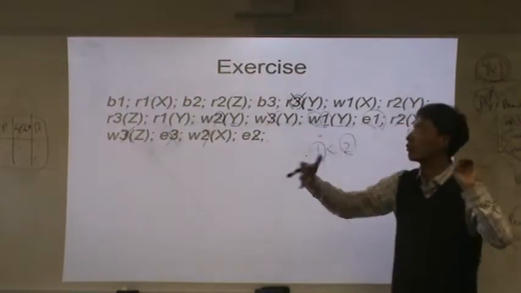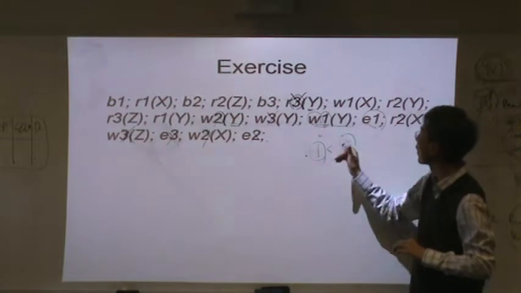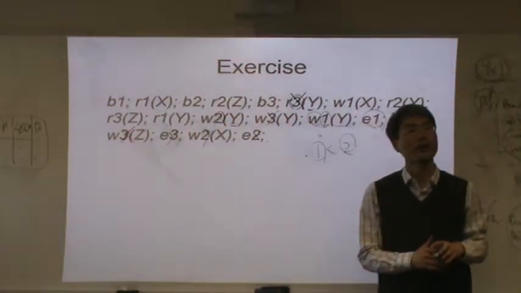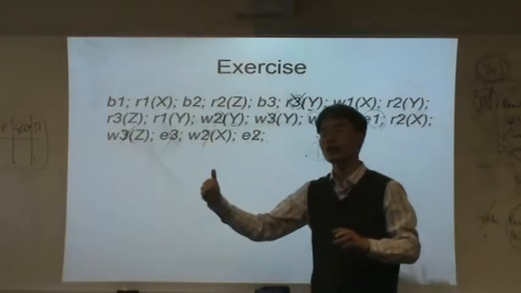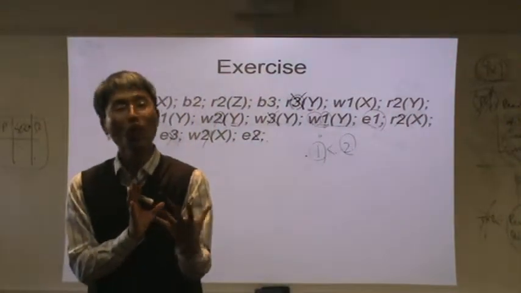Who caused it, who is younger, who is older. So the younger one is T2. T2 will be terminated, not allowed to enter. It's a better, more conservative approach.